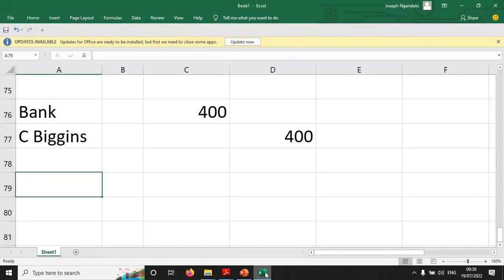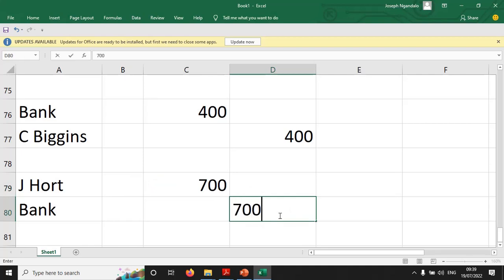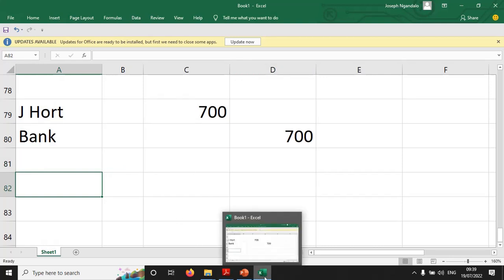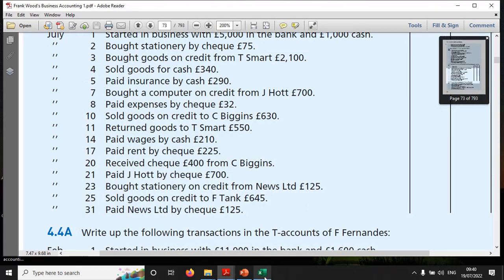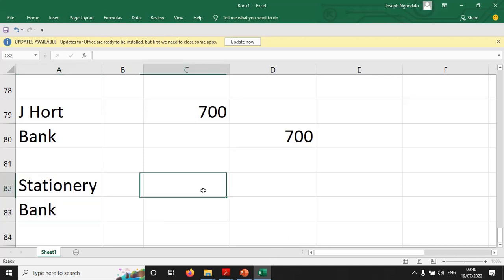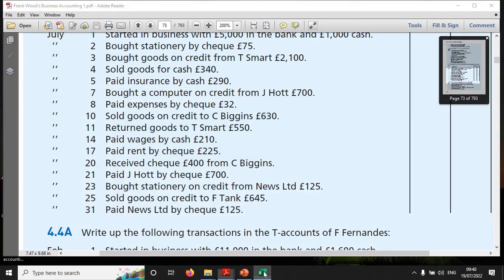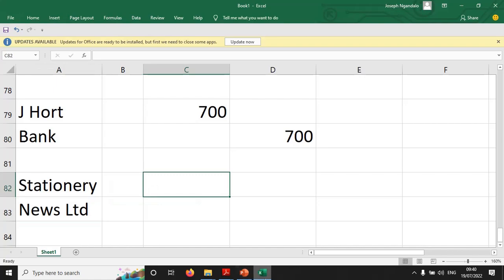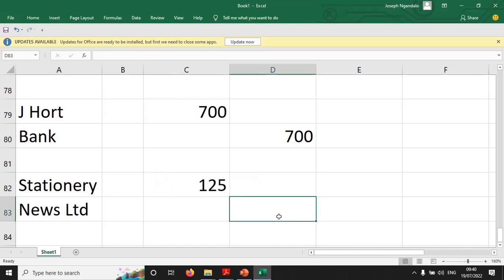Paid J Hot by check. All right. J Hot is receiving, right? And bank is reducing. How much did you pay? Congratulations. Almost there. Next. Bought stationery on credit from News Limited. Stationery, right? You bought by check? It's on credit, eh? So News will be credited, eh? Is that correct? Yes. How much do you have? 125, right? Also where? 125.